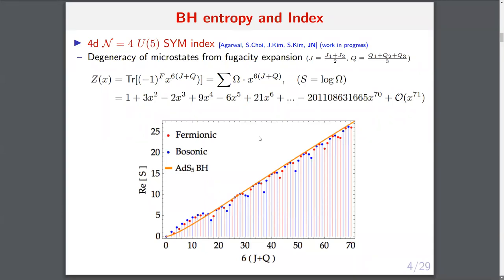Okay. Nowadays, I'm sure. Okay. So anyway, I think that this plot is the concrete evidence that even after the Boson-Fermion cancellation, the superconformal index captures this black hole entropy.